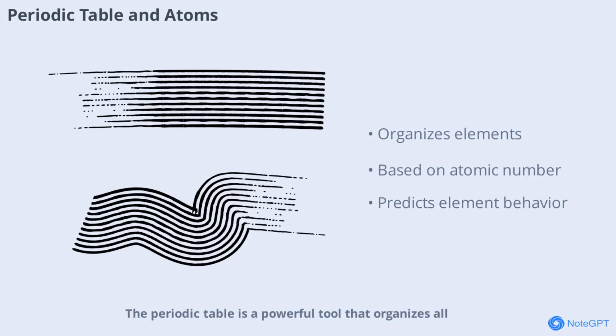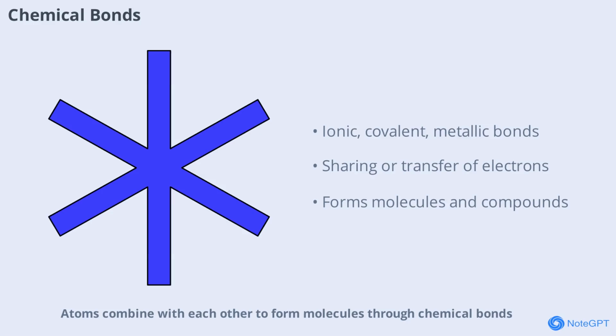The periodic table is a powerful tool that organizes all known elements based on their atomic number and electron configuration. Each element's position tells us about its properties and how it will react with other elements. The periodic table is essential for chemists, physicists, and anyone studying matter, as it provides a roadmap to the building blocks of the universe.